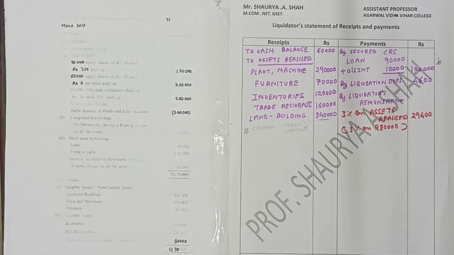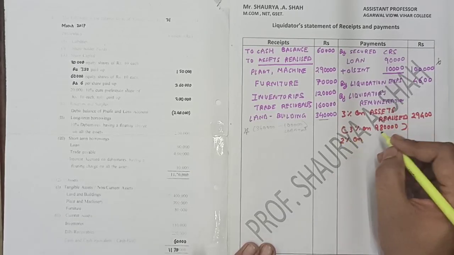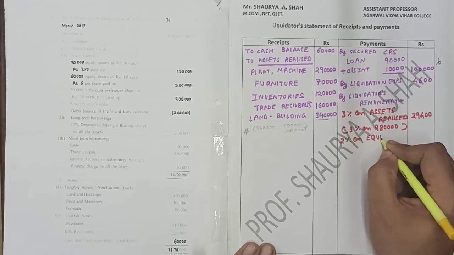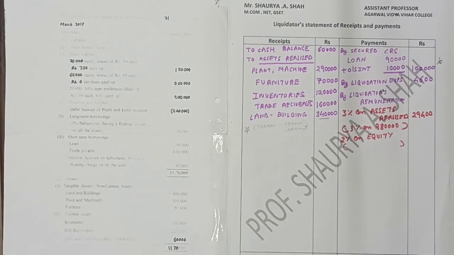On the next part, you have to pay 2% on amount distributed to equity shareholders. 2% on equity, right? Right now we do not know how much amount will be distributed to equity, so I'll keep it blank just now. Fine. So here I am keeping it blank because I don't know how much amount is to be paid to equity shareholders. The surplus we will see. Once you have paid to equity shareholders, students, what next you need to pay? You need to first pay the preferential creditors, right? I hope it is clear.